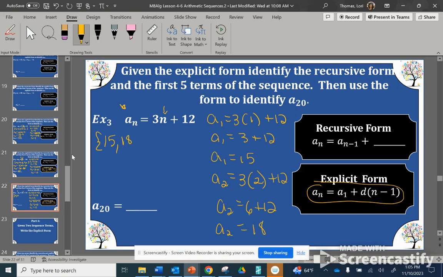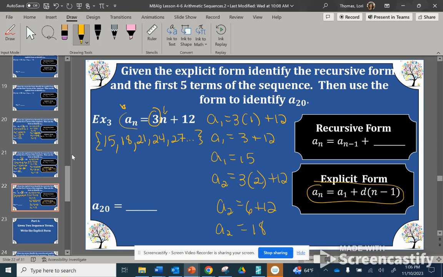And I can see the pattern that we are adding 3. And I can notice that this 3 times n, this 3 is your quote-unquote slope, called the common difference in sequences, in arithmetic sequences. So 18 plus 3 is 21. 21 plus 3 is 24. 24 plus 3 is 27, and so on.